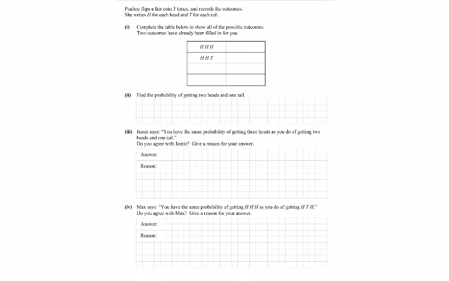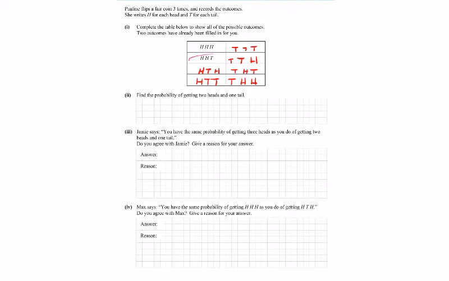The coin getting flipped 3 times has come up quite a few times. We've seen it already in this video. Complete the table below. Head, head, head, head, head, tail, head, tail, head, and beginning with a head, head, tail, tail, and then we can just reverse the letters. So T, T, T, T, T, H, T, H, T, and T, H, H.